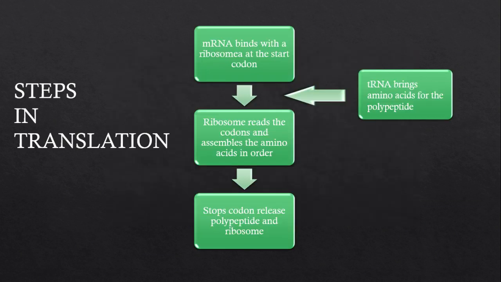Steps in translation. First, mRNA binds with a ribosome at the start codon. tRNA brings amino acids for the polypeptide. Second, the ribosome reads the codons and assembles the amino acids in order. Lastly, the stop codon releases the polypeptide and ribosome.